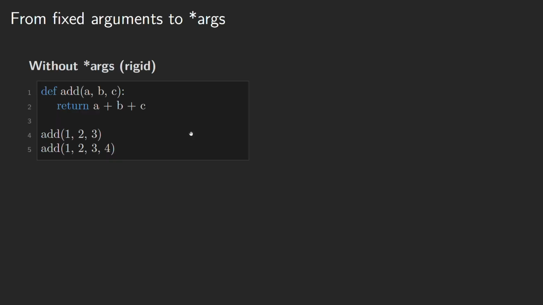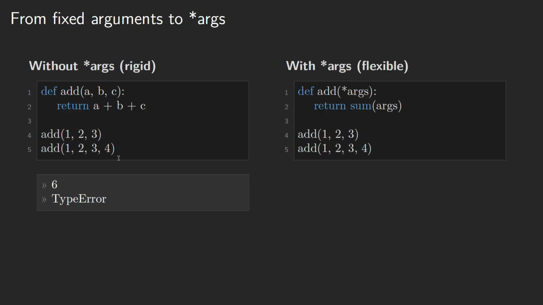This brings us to this concept in Python, which is packing. Here we can see how it was without this packing concept. This is the same as what I've shown you in the previous slide. The first function call works, it returns 6. The second doesn't work because there is a type error. There's a mismatch between the number of defined arguments and the number of arguments passed when the function is called.